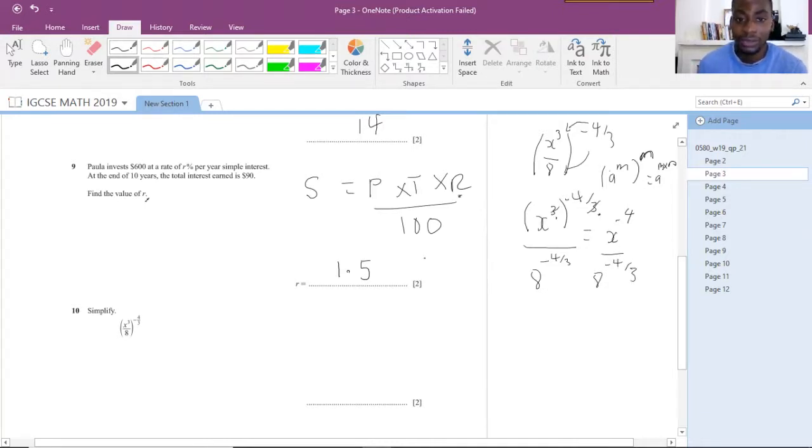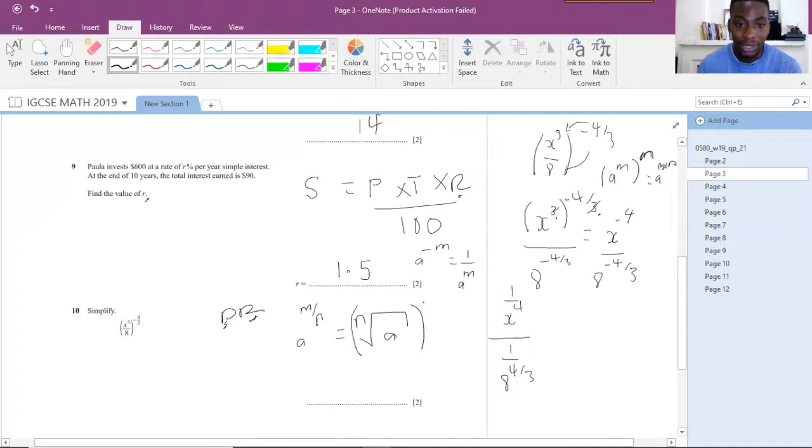Another rule is that if you have a negative power, you can make it a positive power by making it a fraction over 1. So x to the power negative 4 would be 1 over x to the power 4, divided by 8 to the power negative 4 over 3, which would be 1 over 8 to the power positive 4 over 3. There is another rule that I like to call doctor, because if you have a fractional power like that, follow this rule properly. The denominator becomes the root, and the numerator becomes the power.